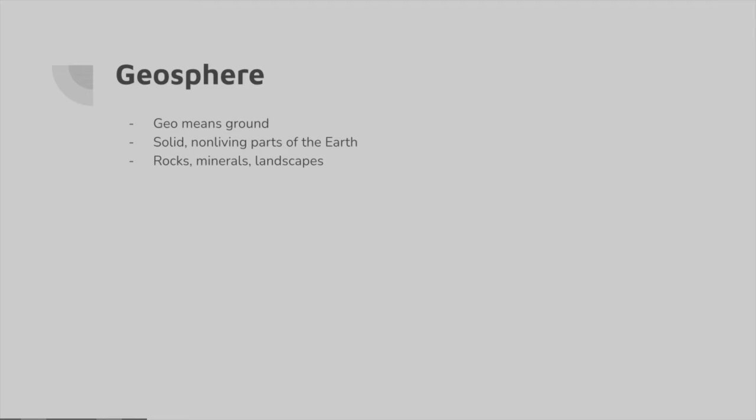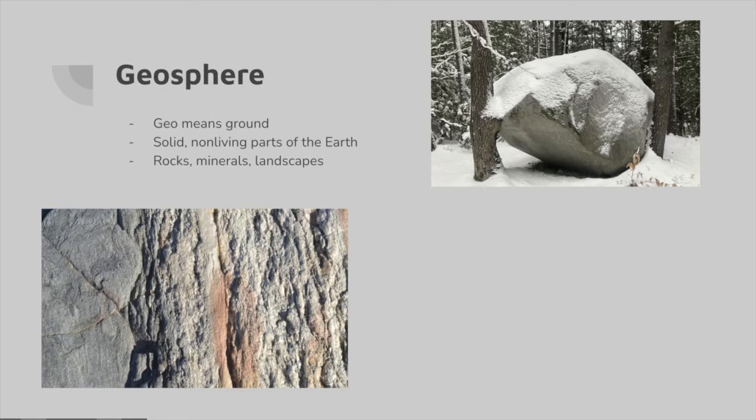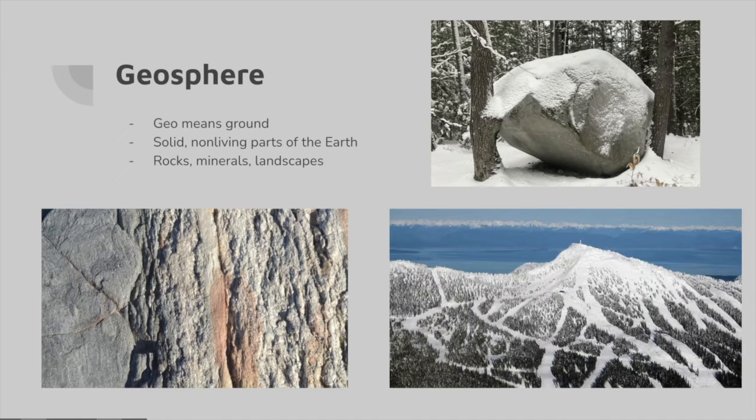Okay, now we're moving on to the geosphere, and geo means ground. It is the solid, non-living parts of the earth. So you can see the rock at the upper right-hand side, and we have minerals, which make up rocks. That's why they're so rough when you can feel them. And we also have just landscapes in general. You can see Mount Washington over there on the bottom. And the geosphere kind of forms the basis for all of the other spheres. It's the ground that you stand on and lets us be here on Earth.